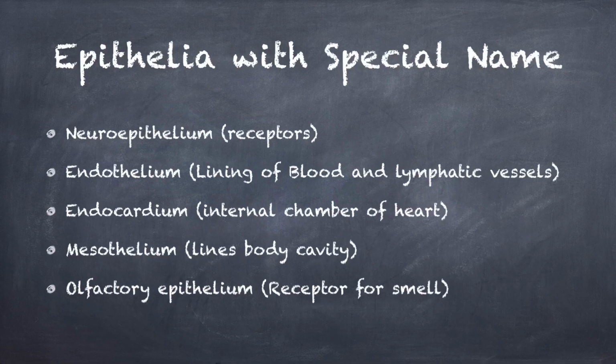Epithelia in some parts are given special names, such as neuroepithelium for receptors, endothelium for lining of blood and lymphatic vessels, endocardium for the internal chamber of the heart, mesothelium for cavities of the body, and olfactory epithelium for the nasal cavity.